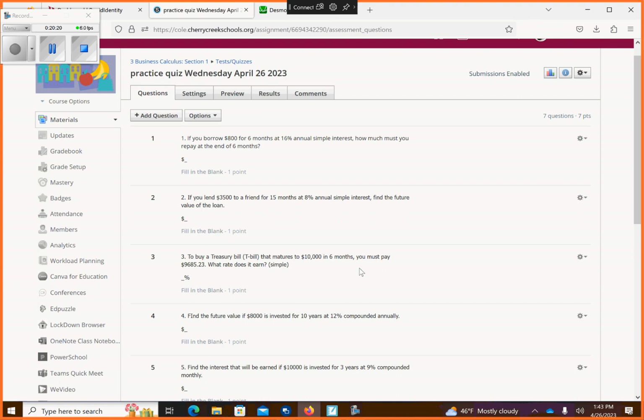Just so you know, there's already a dollar sign, so you do not need to put a dollar sign with the answer you get. Let's see if you can figure those out. And then we'll put this on my desk so I know to grade it.